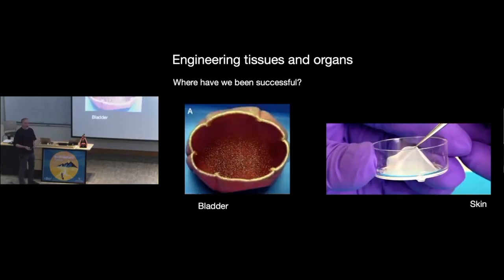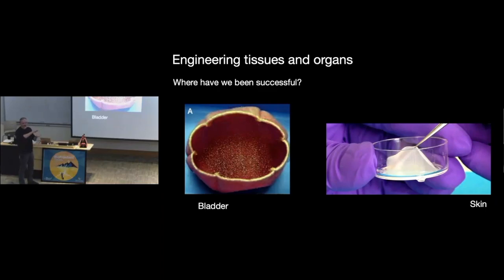Okay, so where have we done really well as a field? Here are 2 examples that have been very successful. So tissue engineering of a bladder. These have been transplanted into patients. And then skin has been a tissue where there are really many products out there. And what's similar to these 2 tissues is that they're fairly simple.